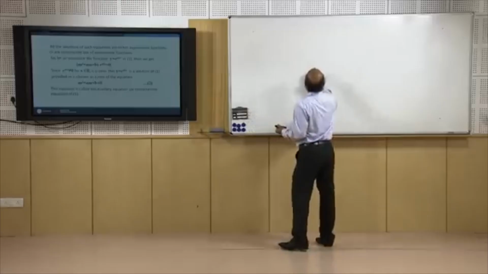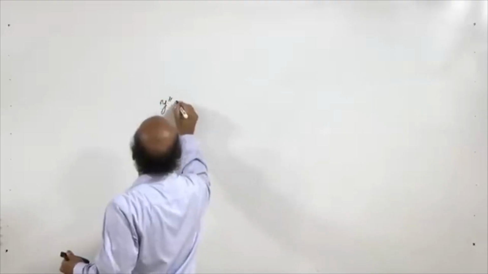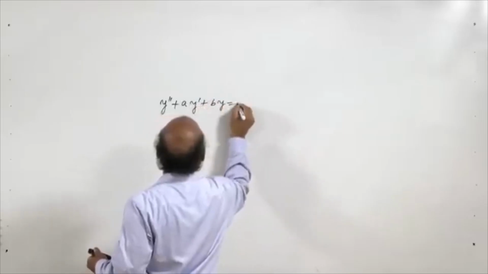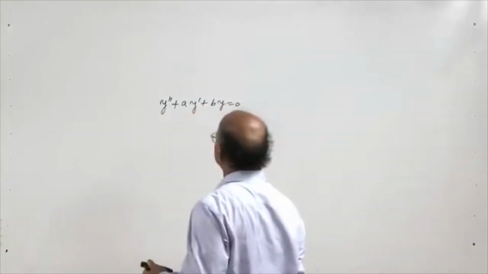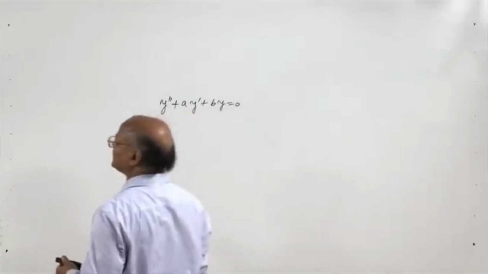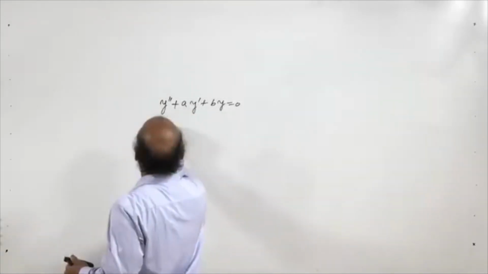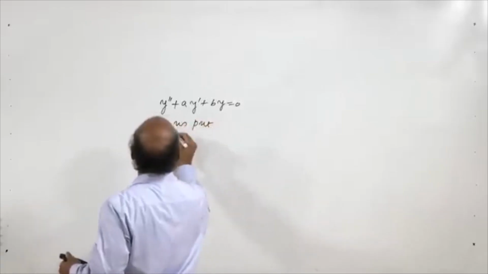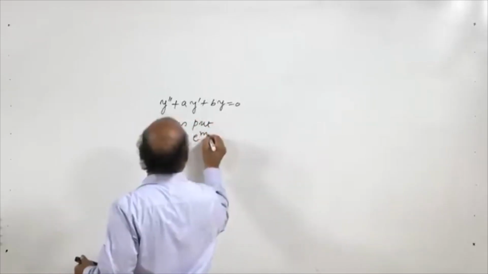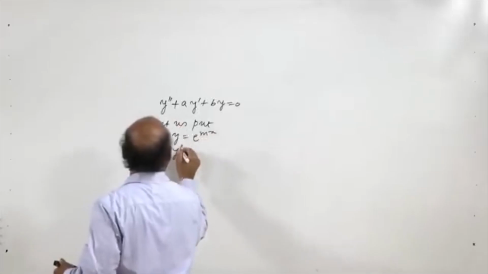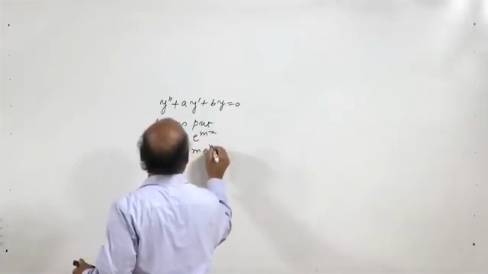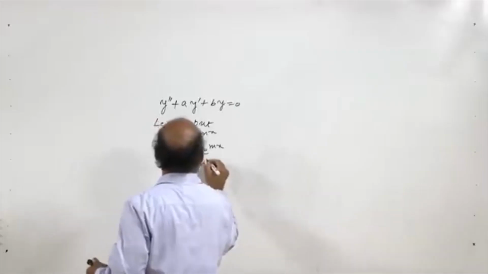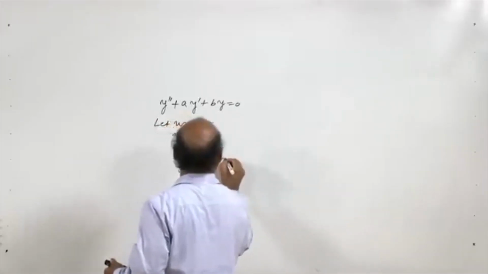y double dash plus a y dash plus b y equal to 0. This is our second order homogeneous linear differential equation with constant coefficients a and b. So let us put y equal to e to the power mx in this. We get y dash equal to m times e to the power mx, y double dash equal to m square e to the power mx.